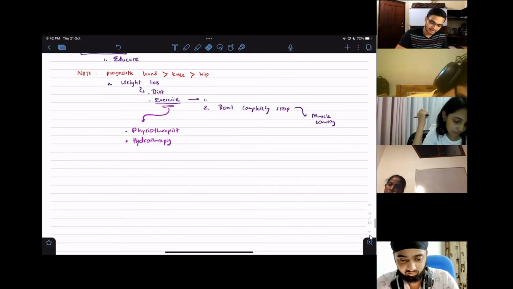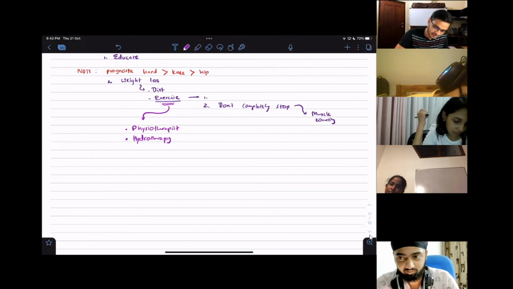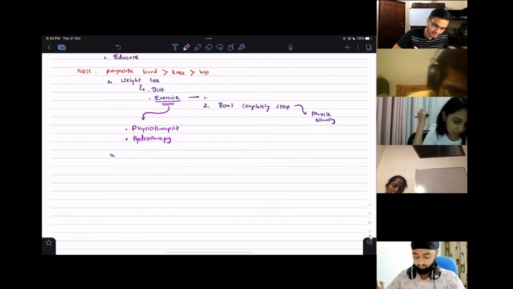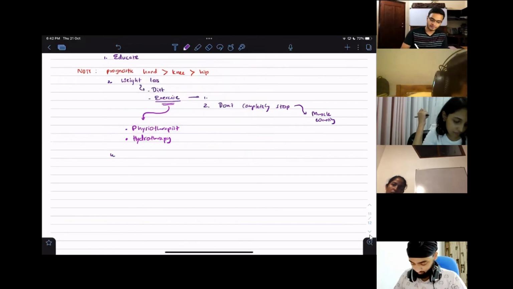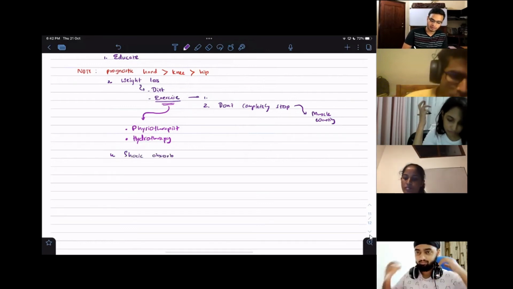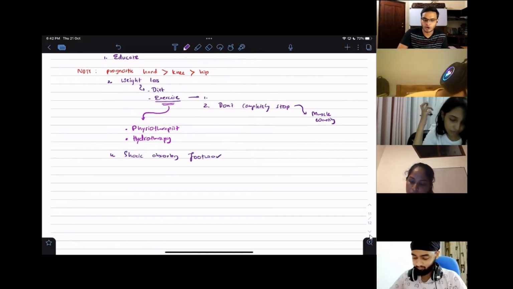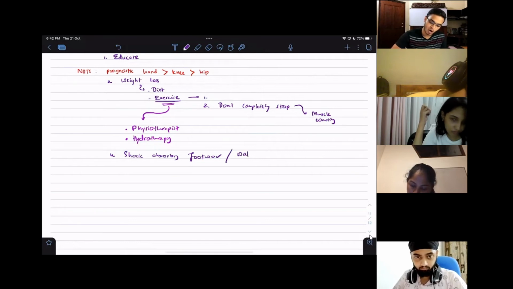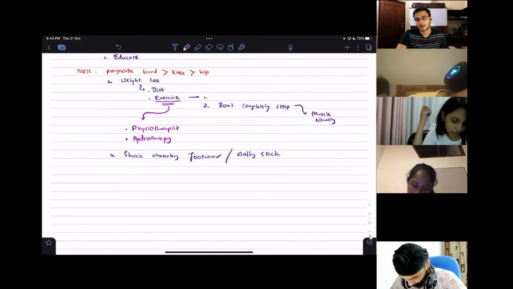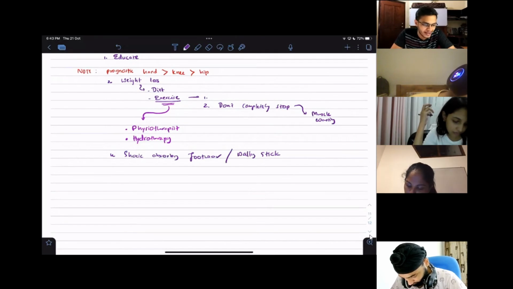Then, apart from this, for the general measures, another thing is shock absorbing footwear. Or what is the other one? Walking stick. Now, with the walking stick, remember, hold it on the contralateral side to the affected limb, in the contralateral side's hand.